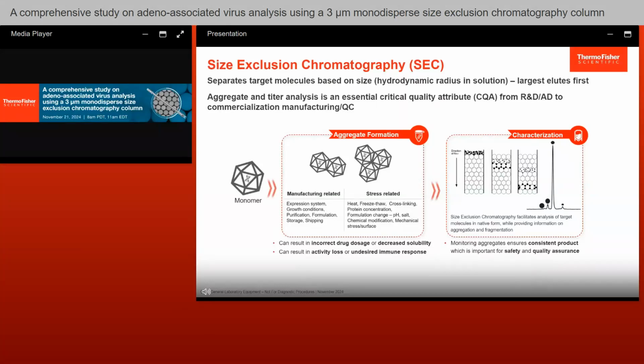So the aggregation can be caused first by manufacturing related reasons, for example the expression system, growth conditions, purification, and formulation. It can also be caused by stress related reasons like heat, freeze and thaw, cross-linking, and protein concentration. The aggregation can result in incorrect drug dosage, decreased solubility, activity loss, and undesired immune response. So employing the SEC method can greatly help us figure out the aggregation of AAV samples.